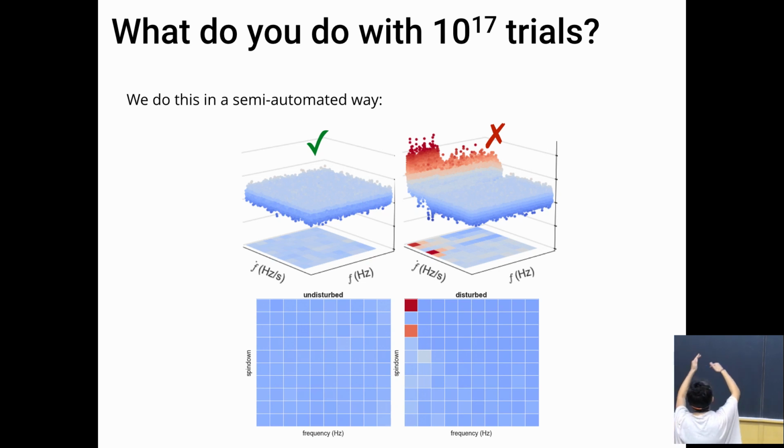Let's divide it up into, let's say, 10 by 10 squares, and let's calculate the density of points in all of these squares. And on the left, what you see is if it's completely undisturbed, then the density is very flat, very uniform all throughout. If there is a detector disturbance, some squares are going to be particularly hot or particularly dense, and other ones are going to be particularly sparse.